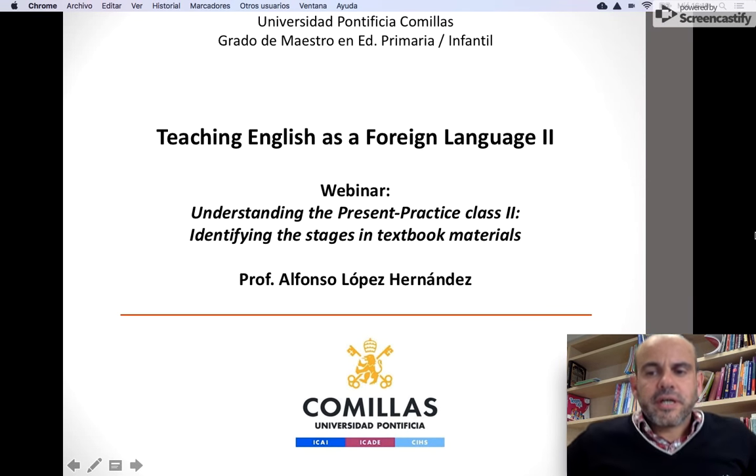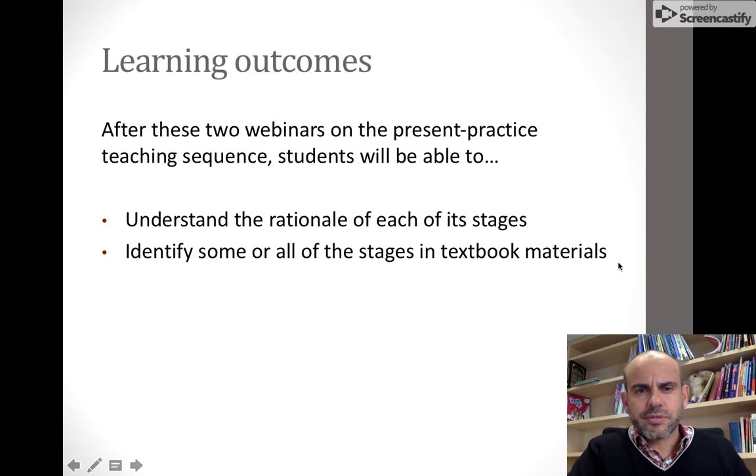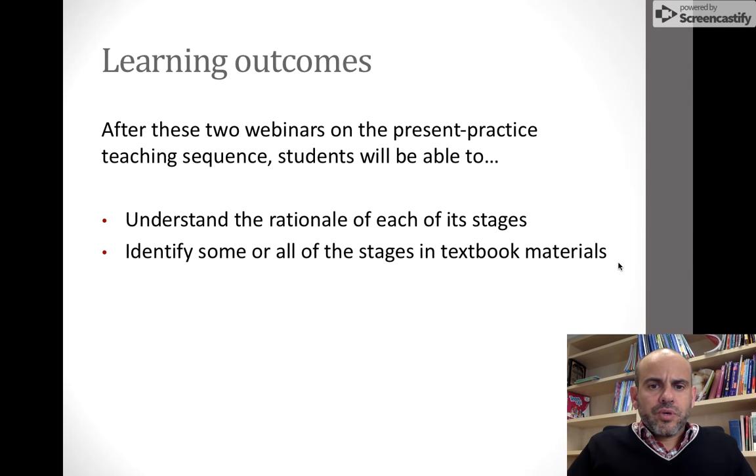Hello, everybody. In the second webinar of the series, we're going to focus on identifying the stages of the present and practice (PPP) lesson structure in the pages of textbook materials. Learning outcomes are as follows. In the previous webinar, we focused on understanding the rationale of each of the stages. And in this one, we are going to look at some textbook pages to identify the stages.